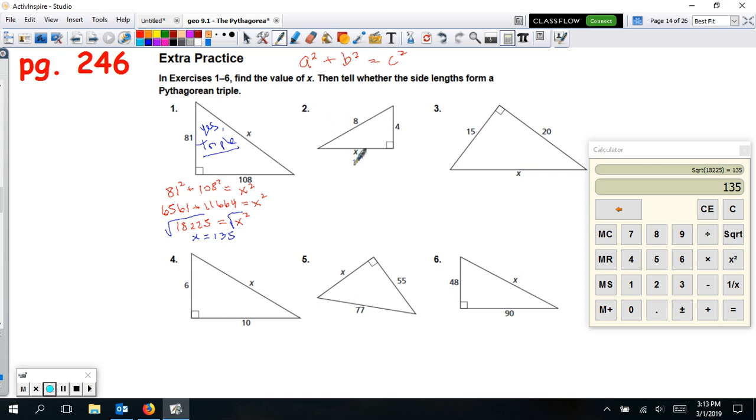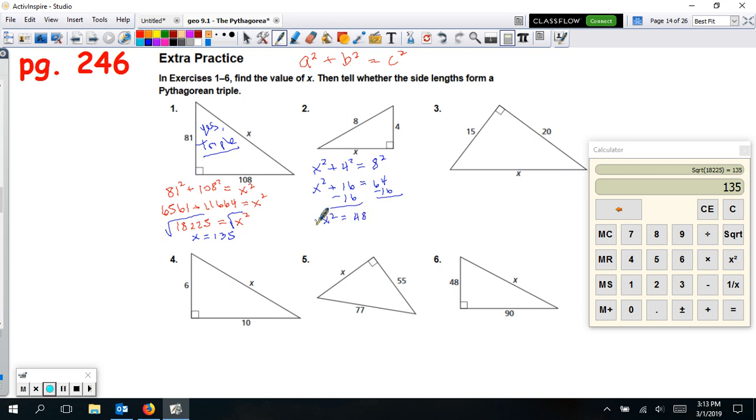Number 2. This time x is a leg. So we can say 4 squared plus x squared, or x squared plus 4 squared, it wouldn't matter. I'll put the x first. x squared plus 4 squared is equal to the hypotenuse squared, 8 squared. So x squared plus 16 equals 64. Subtract 16 from both sides to solve for x squared: x squared is equal to 64 minus 16, that would be 48.